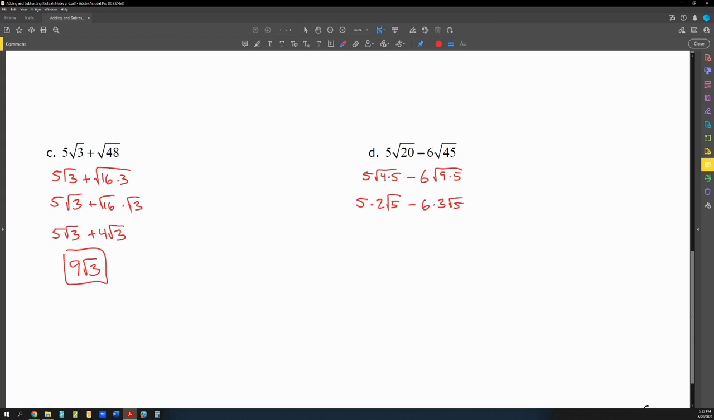So we have 5 times 2 root 5 is 10 root 5. Minus 6 times 3 is 18. So we have 18 root 5. And then when we combine our radical terms, we get negative 8 root 5.